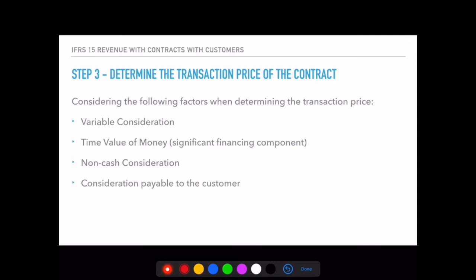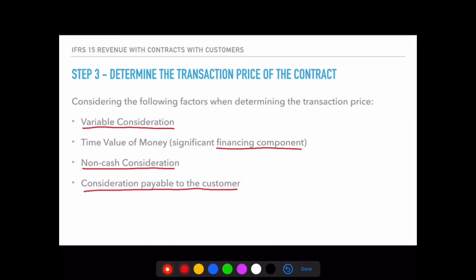Sometimes the transaction price is very straightforward and a fixed price is written in the contract. However, sometimes it's not so straightforward and you have to consider the variable consideration, including any constraining estimates of that consideration. Variable considerations include items such as refunds, discounts, rebates, etc. You also have to consider the existence of a financing component, non-cash consideration, which is measured at fair value, and consideration payable to a customer.